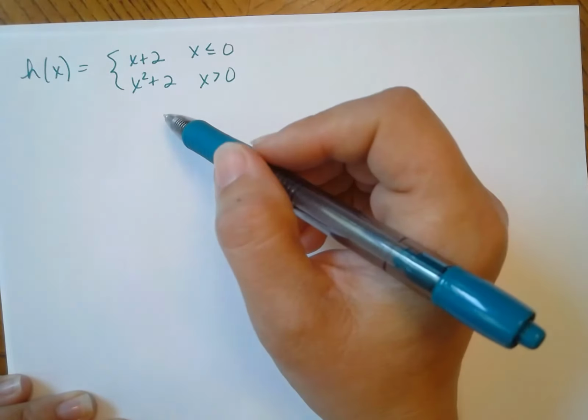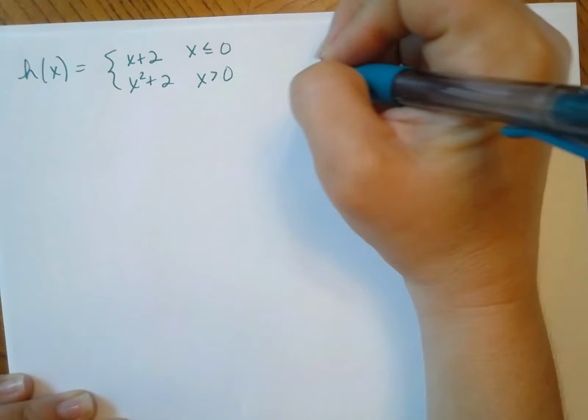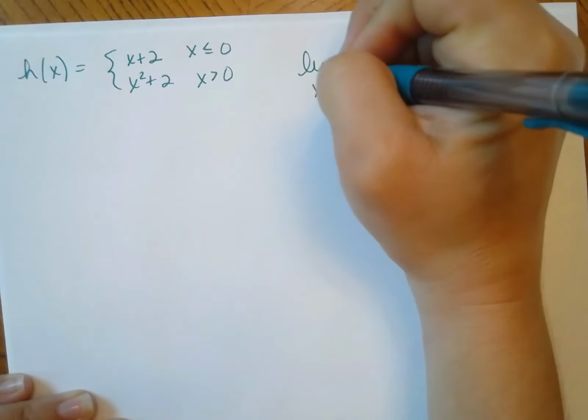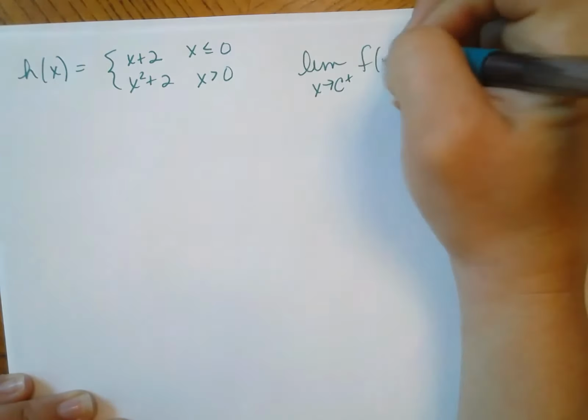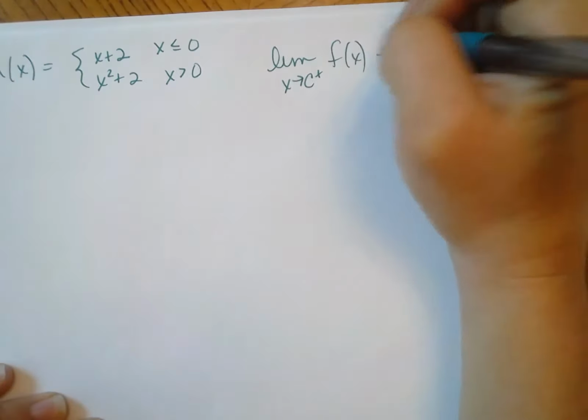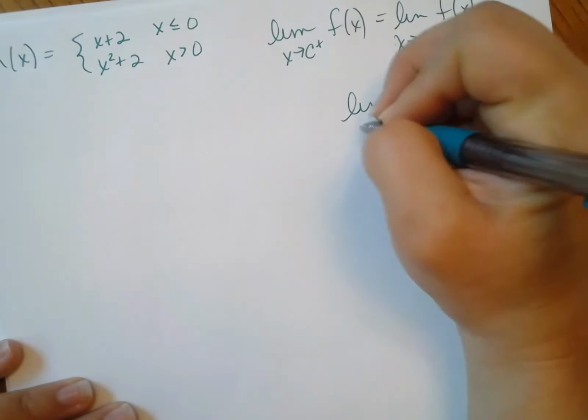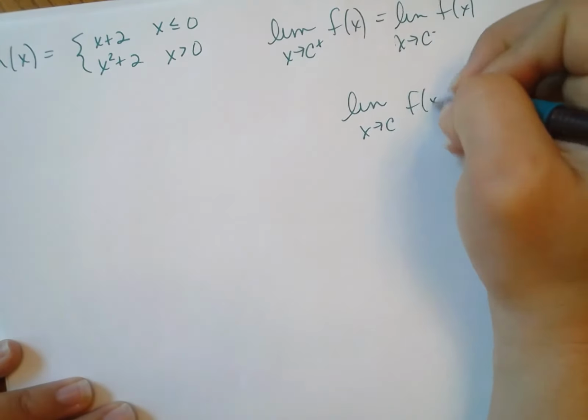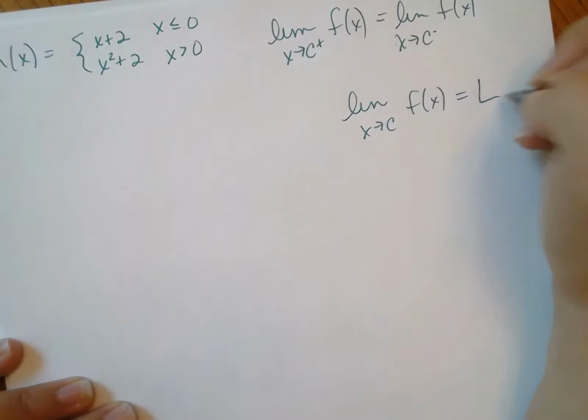Now with piecewise functions, we need to remember that the limit as x approaches c from the right of f is equal to the limit as x approaches c from the left. Then this is the definition that the limit as x approaches c of f exists.